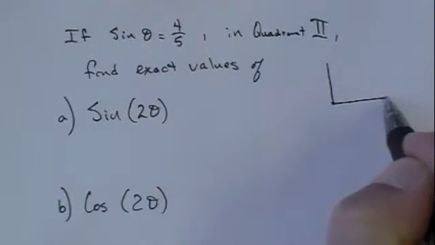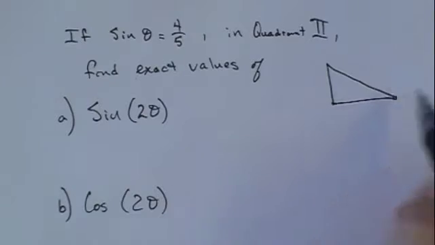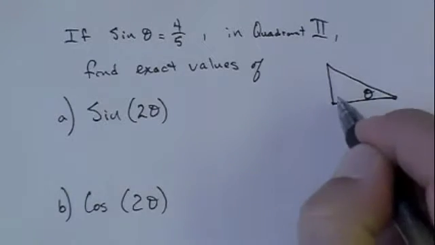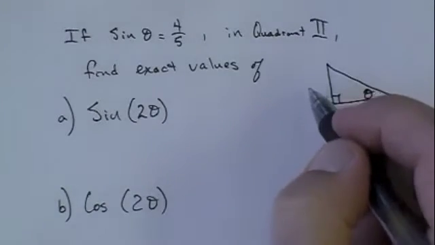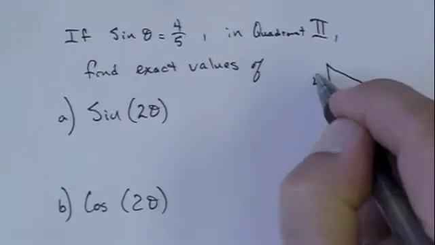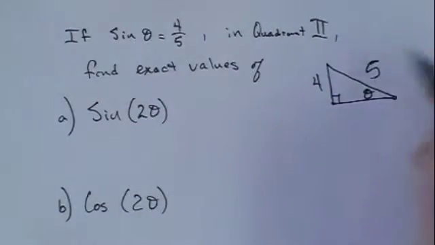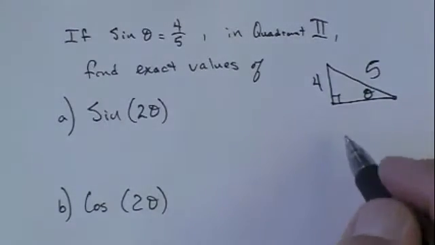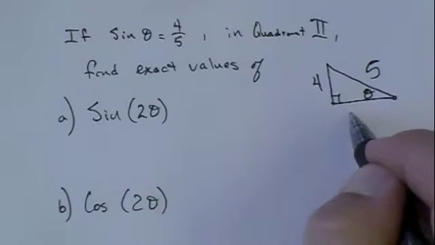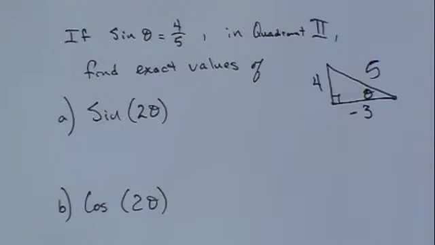We're in quadrant 2. So here's our theta. And we're told that sine is 4 over 5. That's opposite over hypotenuse. That makes our adjacent side 3. And because we're in quadrant 2, that would be a negative 3.